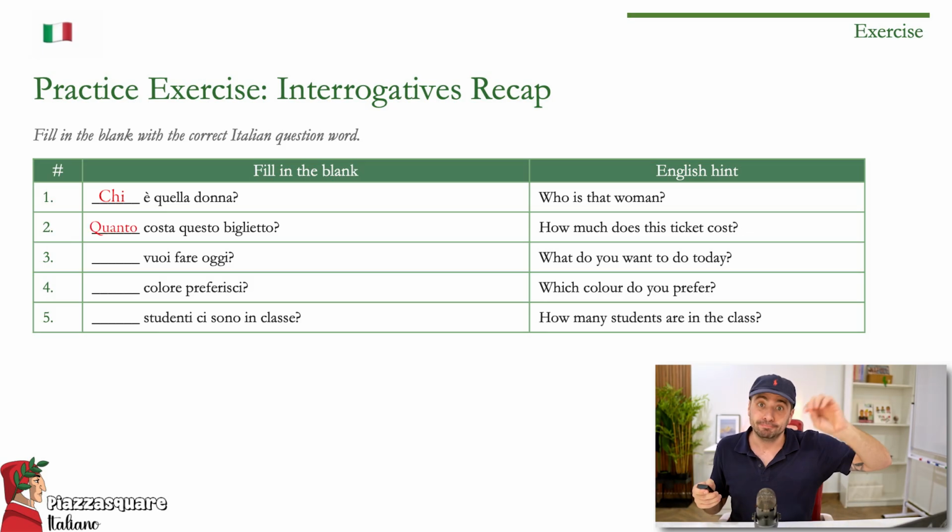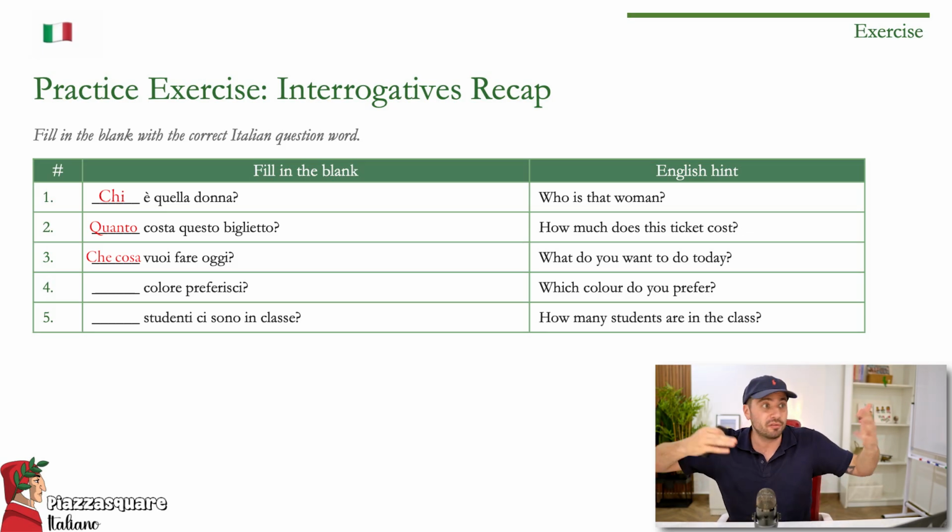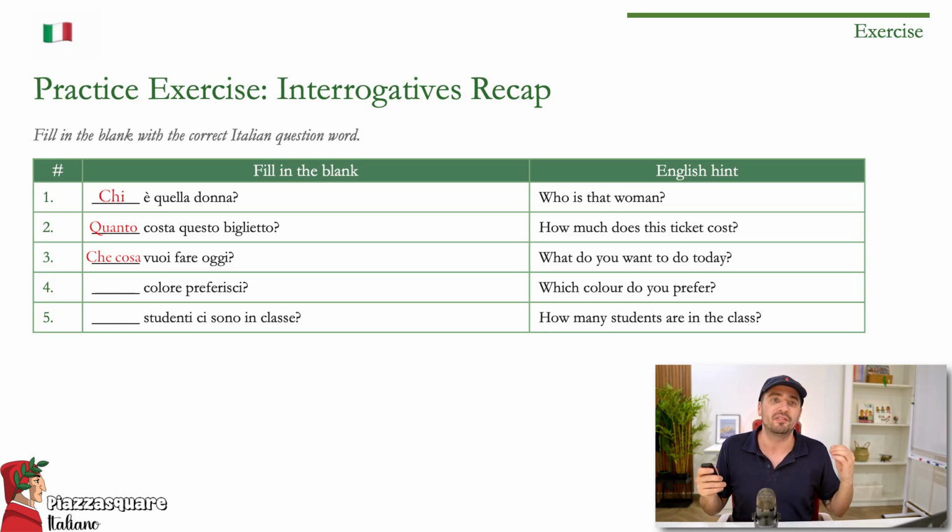Third one. Blank vuoi fare oggi? What do you want to do today? 3, 2, 1. Che cosa vuoi fare oggi? Or cosa vuoi fare oggi? Or even informally, che vuoi fare oggi? Next one. Blank colore preferisci? Which color do you prefer? 3, 2, 1. Quale colore preferisci?